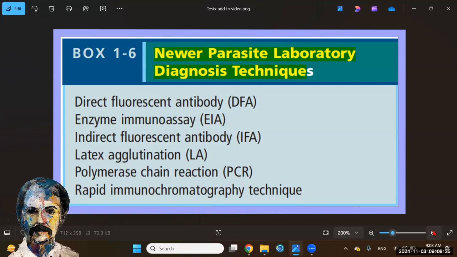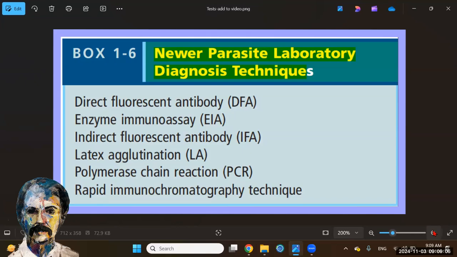Then we have direct fluorescent antibody. These are immunology and serology techniques. Enzyme immunoassay, like ELISA. Indirect fluorescent antibody, IFA or IFT, used for instance in visceral leishmaniasis. Latex agglutination, a very quick test that has some false positive results.